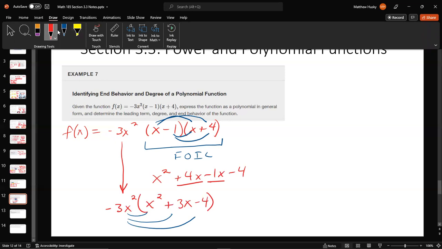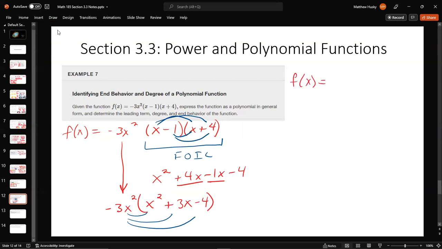So if we do that, we're going to end up with f of x equals, what is that? Negative 3, because there's really no number there. X squared and x squared is going to be x to the 4th. You add the powers together. Negative 3 times 3 for the middle term is minus 9. X squared and x would be x to the 3rd. There's 2 and then 1 more, so that's a total of 3 x's. Then negative 3 times negative 4 is plus 12. And then you carry along the x squared along for the ride, and there you go. That is the polynomial in standard form.